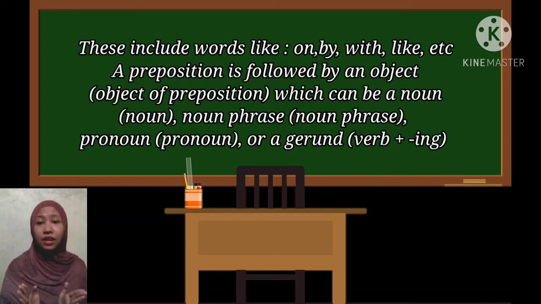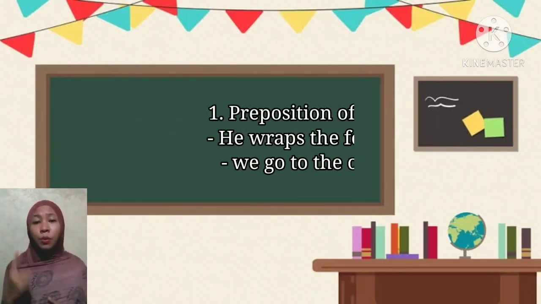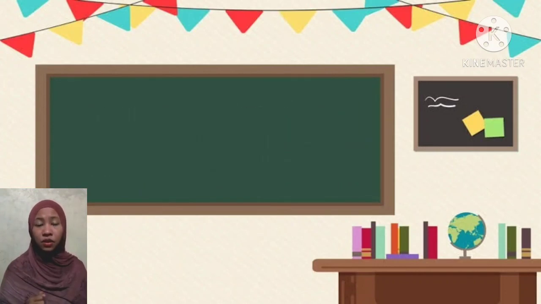A preposition is followed by an object of preposition, which can be a noun phrase, pronoun, or a gerund, verb plus ing. For example, 1. Preposition of manner by. He wraps the food by plastic. We go to the office by bus.